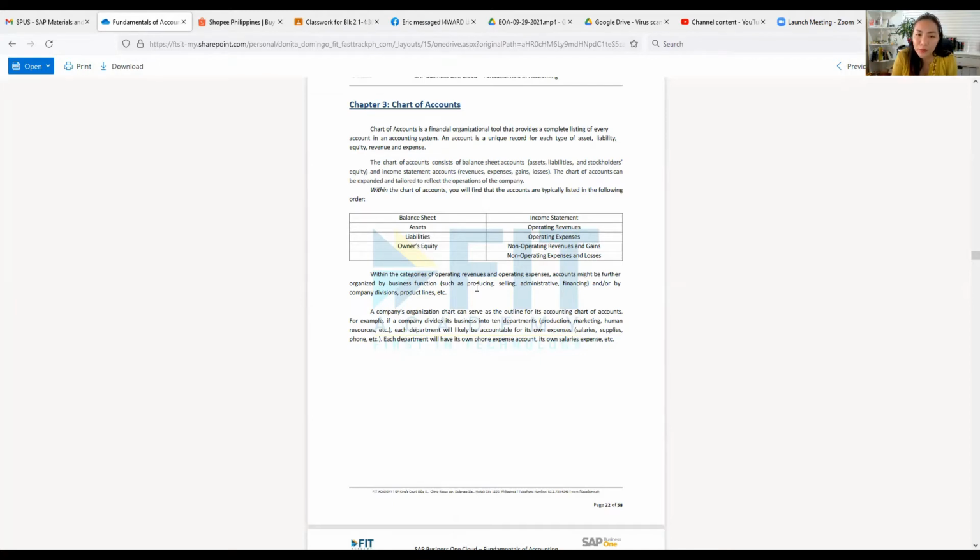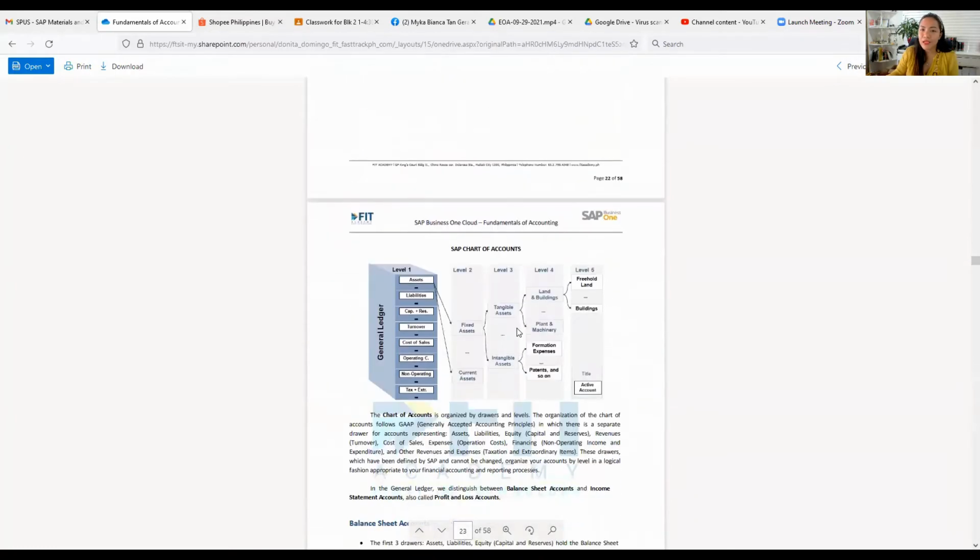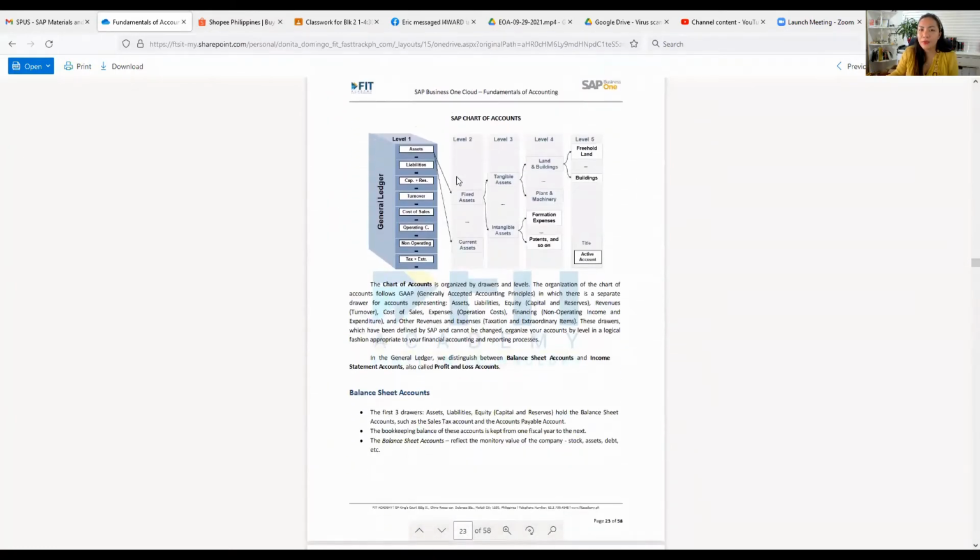Each department will likely be accountable for its own expenses like salaries, supplies, phone, and so on. Each department will have its own phone expense account, its own salaries expense, and so on. So this is how it will look.